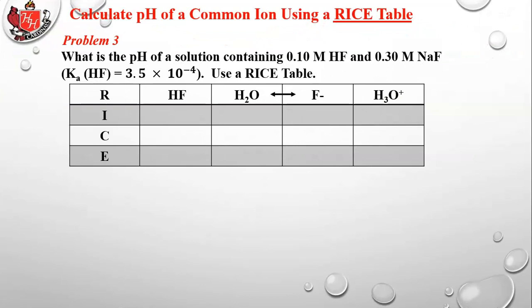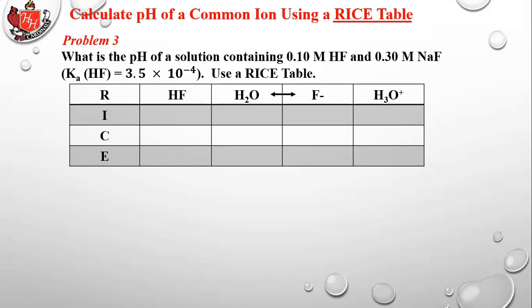Okay, now up at the top it says calculate the pH of a common ion using a Rice table. So here we go. What is the pH of a solution containing 0.1 molar of hydrofluoric acid and 0.3 molar of sodium fluoride? So again, you're given a Ka value, that's the Ka for hydrofluoric acid, and you're going to use a Rice table.